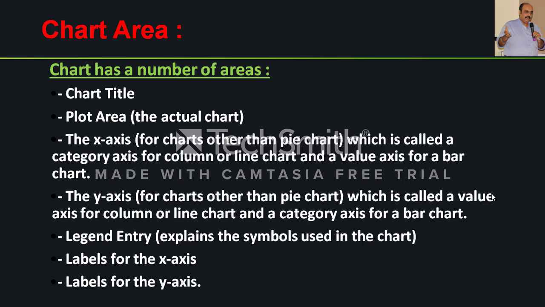Then you have legend entry. The legend entry explains the symbols which we are using for the chart, the colors which we are using to represent the data. That part is explained in case of legend entry. Then we have labels for the x-axis and labels for the y-axis. You can provide a proper labeling for x and y-axis as well.